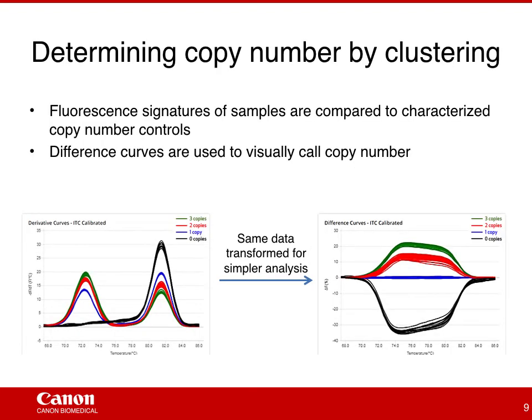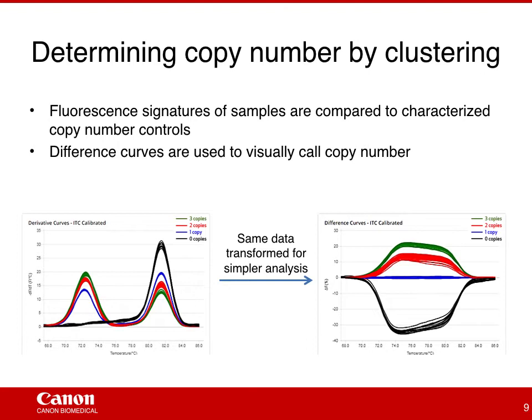Now let's dig into how data analysis works and ultimately how copy number calls are determined. As mentioned on the last slide, the combination of target and reference gene fluorescence values create a fluorescence signature unique to the samples with the same target gene copy number. For samples with the same copy number, this signature is distinct enough that they group together.